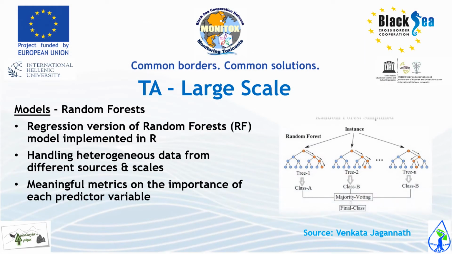Finally, in regard to large-scale methods, we're also using prediction models. Specifically, we are using the random forest prediction model. We have implemented this in R, and one of the reasons we like this is because it can handle heterogeneous data that originate from different sources and have different scales. In addition to that, in the end, it gives you some metrics that can tell you the importance of the different predictor variables that you have used in regard to the variable that you are interested in. In most cases, we are interested in the riparian vegetation.